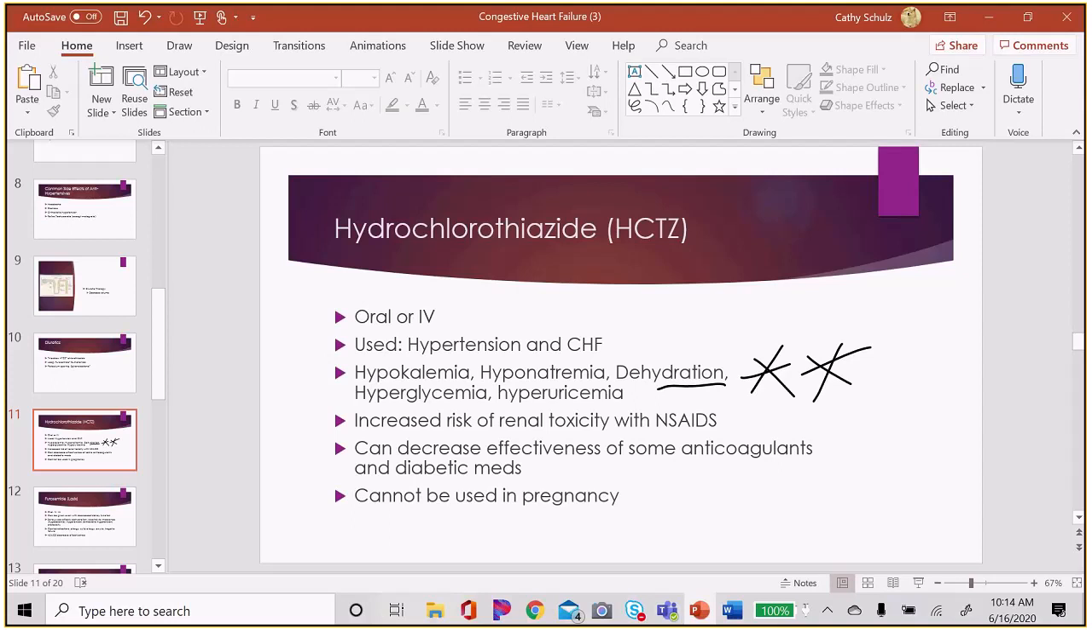They would have a low potassium and low sodium, which is different from what we talked about with those renin, angiotensin, aldosterone medications. Those people had high potassium. These people will have low potassium. Potential higher blood sugar and higher uric acid. How would the person know that their uric acid was high?